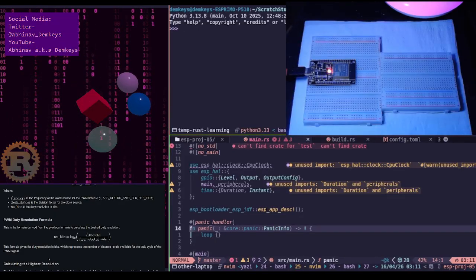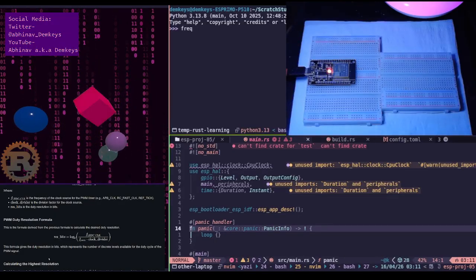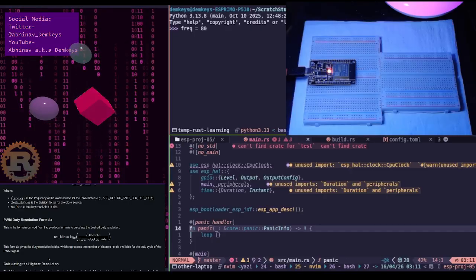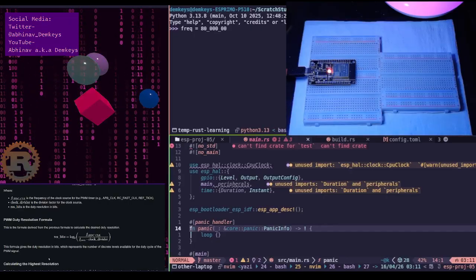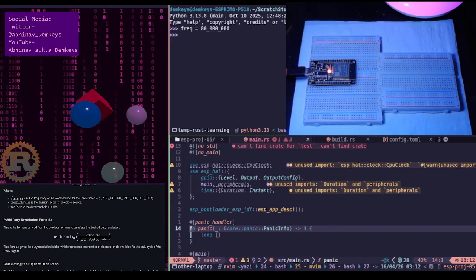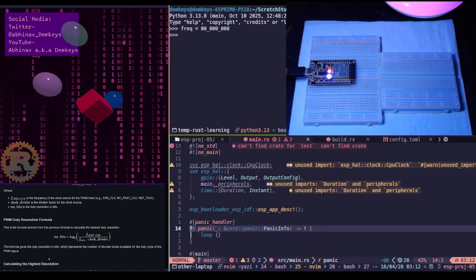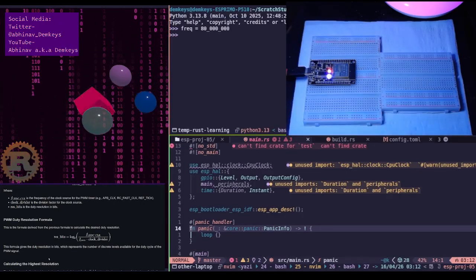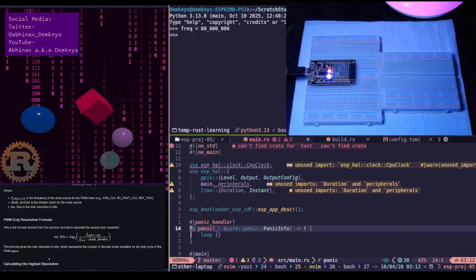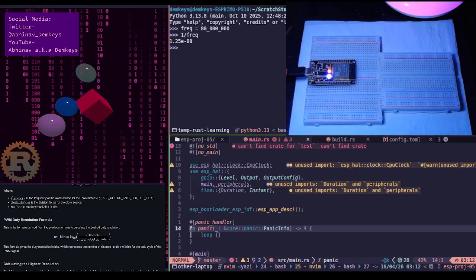Okay, so let's say frequency equals 80 million. Then if the frequency is 80 million, that's 80 million ticks per second. So then 1 divided by frequency is that.